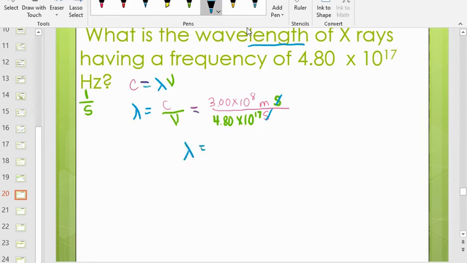So when I put this into my calculator, I end up with 6.25, and it should be 3 sig figs, so we're good there, times 10 to the minus 10, and that's going to be meters.